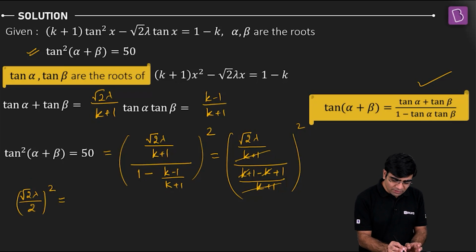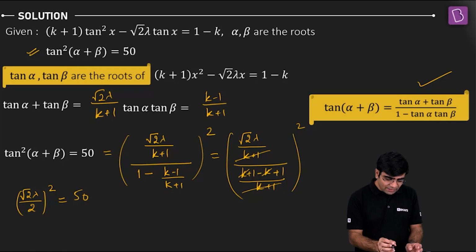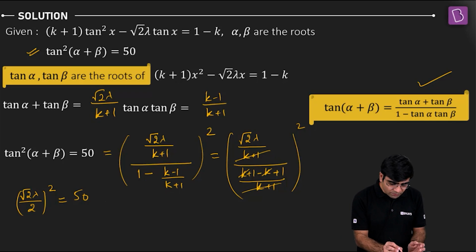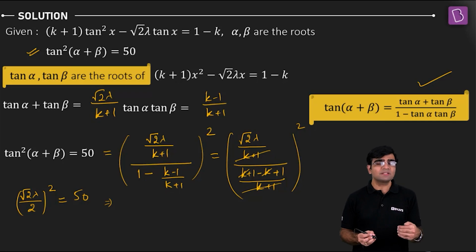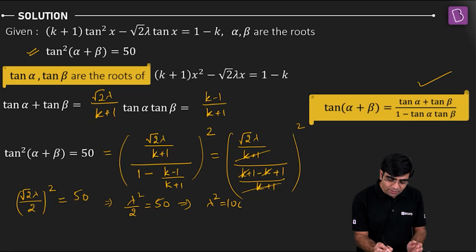And this value is given to me as 50. So what can I infer from here? See, root 2 lambda by 2 is nothing but lambda by root 2, and its square will become what? Lambda square by 2. Lambda square by 2 equal to 50. What does that imply? Lambda square equal to 100.